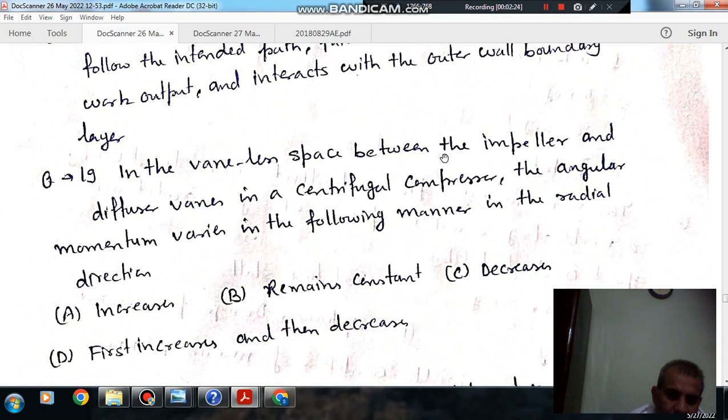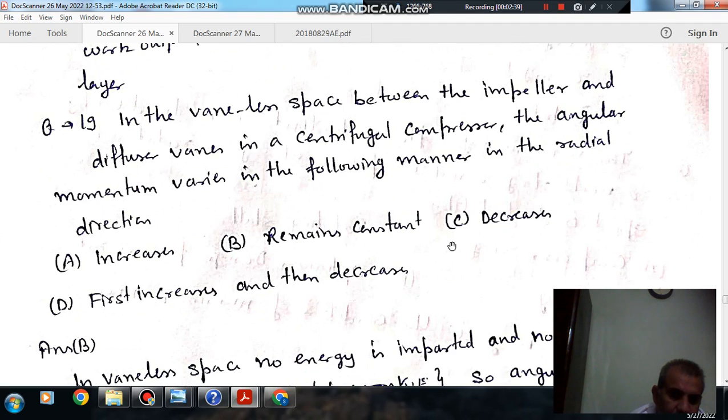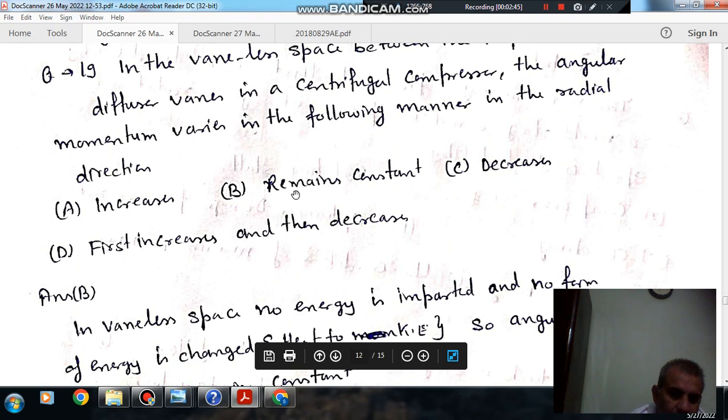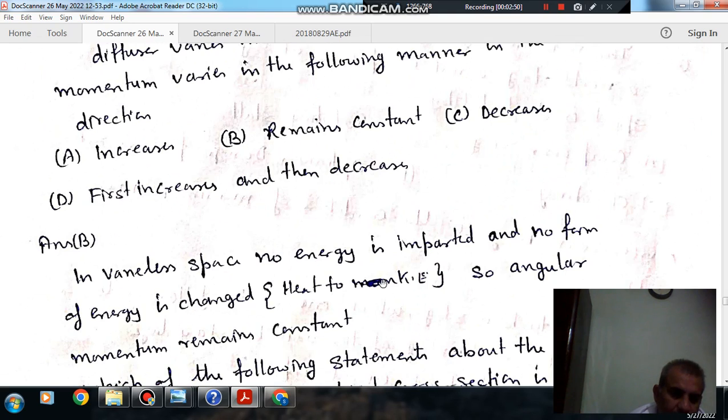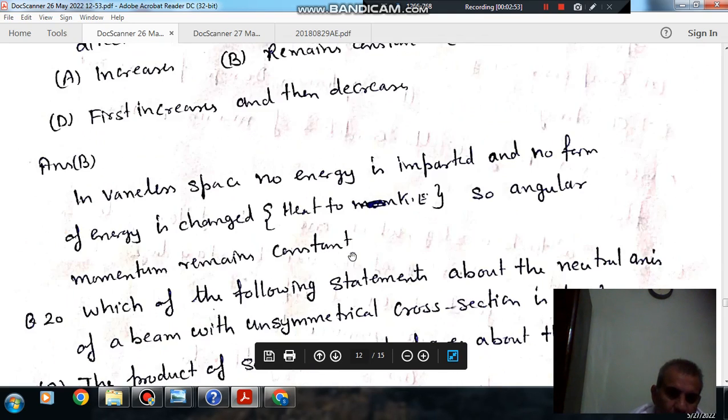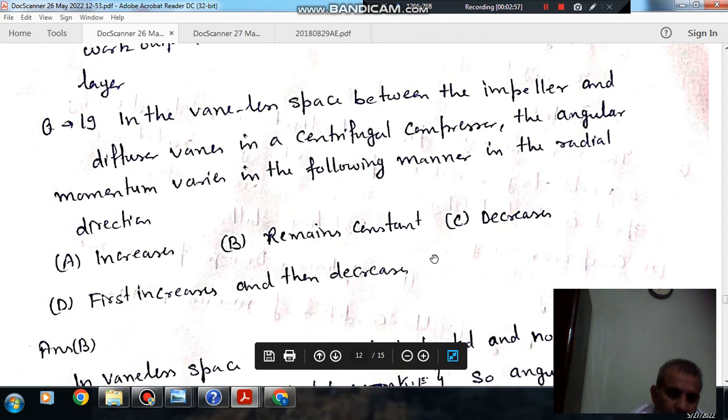Next, in a vaneless space between impeller and diffuser vanes in a centrifugal compressor, the angular momentum varies in the following manner with diameter in the radial direction. Option A, increases. Option B, remains constant. Option C, decreases. Option D, first increases and then decreases. So the answer is remains constant. In the vaneless space, no energy is imparted and no form of energy is changed from one form to another. So angular momentum remains constant. So the answer is option B.